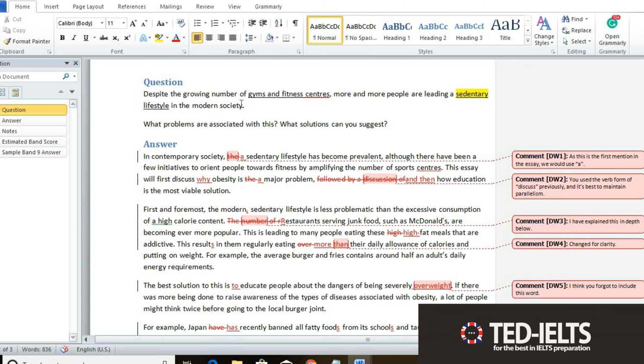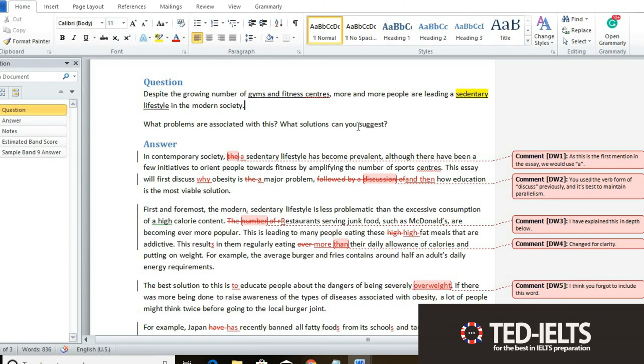Some micro keywords. We've also got this modern society, so we can't talk about the past too much. The fact that there's a growing number of gyms and fitness centers, and there's a growing number of people, right? So the actual questions here, this is a problems and solutions question. So what problems are associated with this, and what solutions can you suggest?